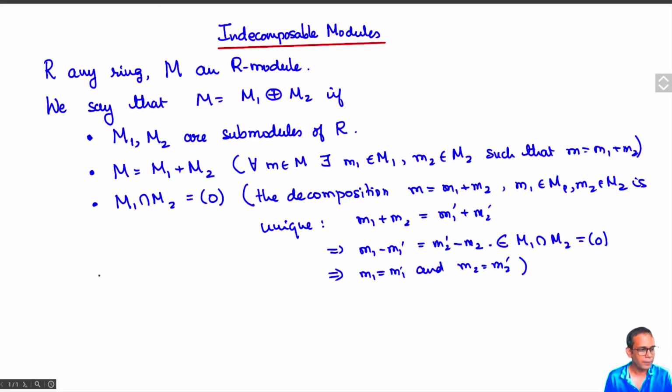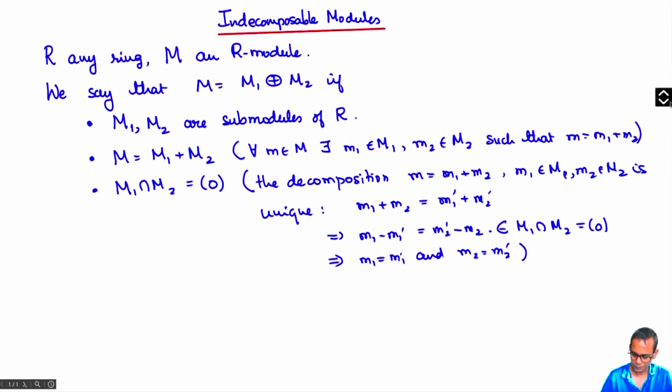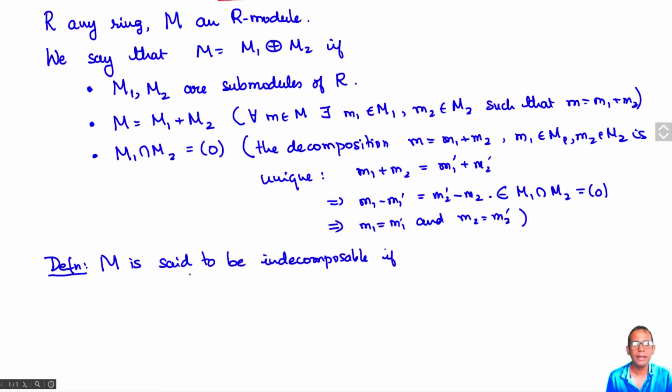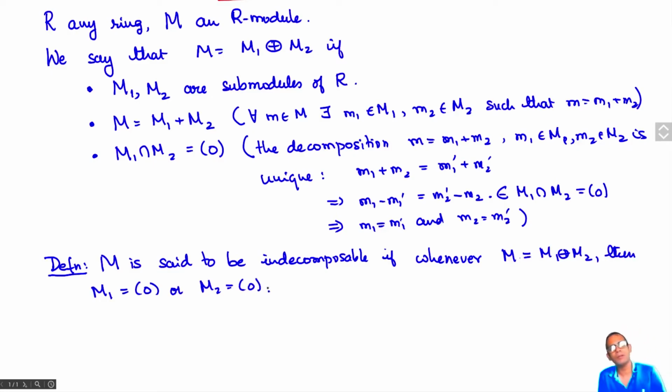And now we can define an indecomposable module. M is said to be indecomposable if whenever M is written as M1 direct sum M2, then either M1 is 0 or M2 is 0. Okay, every module M can be written as 0 plus M or M plus 0. But an indecomposable module is one that cannot be broken up into two non-trivial summands.